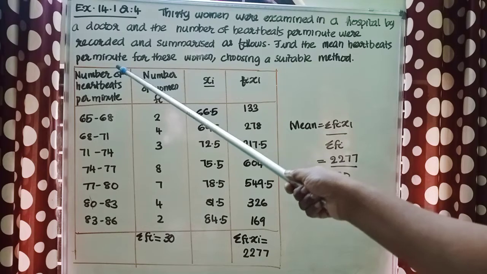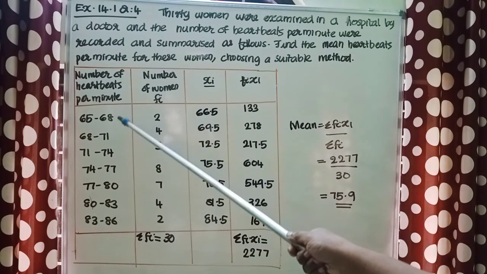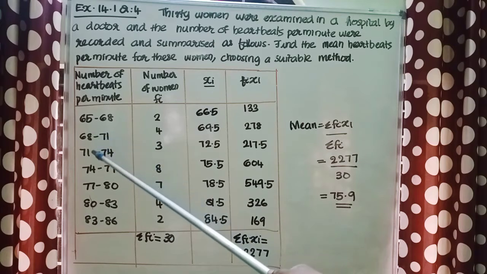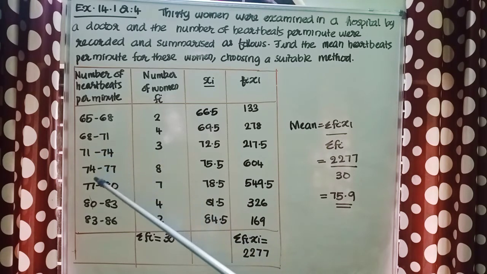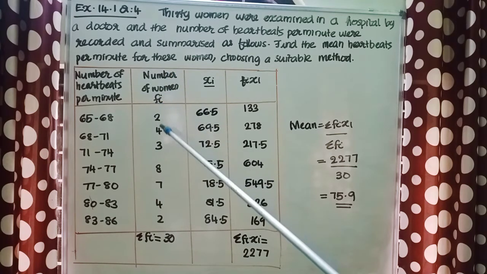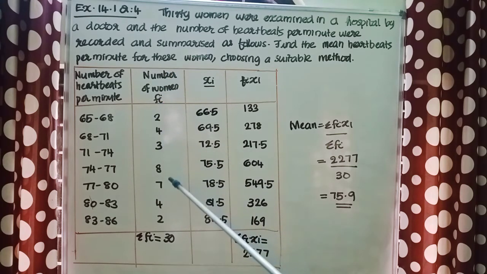So, the table. Number of heartbeats per minute: 65 to 68, 68 to 71, 71 to 74, 74 to 77, 77 to 80, 80 to 83, 83 to 86. Number of women, Fi: 2, 4, 3, 8, 7, 4, 2.